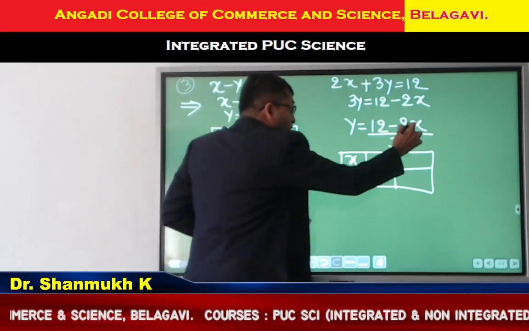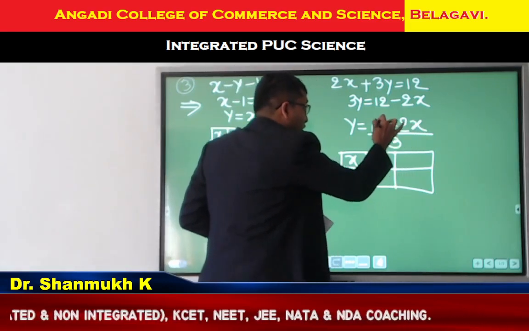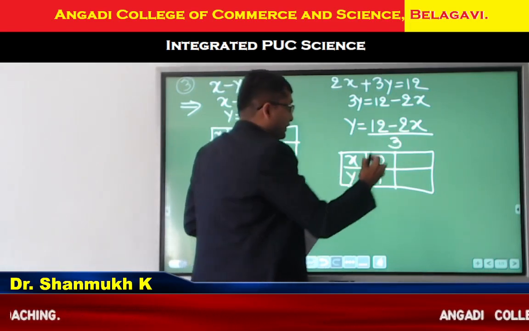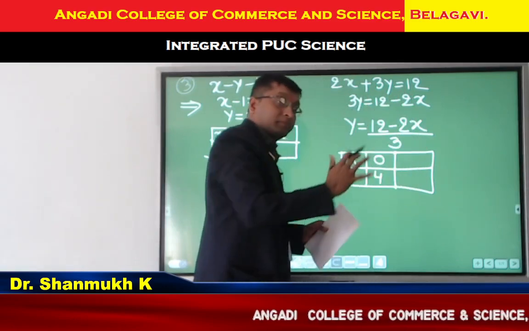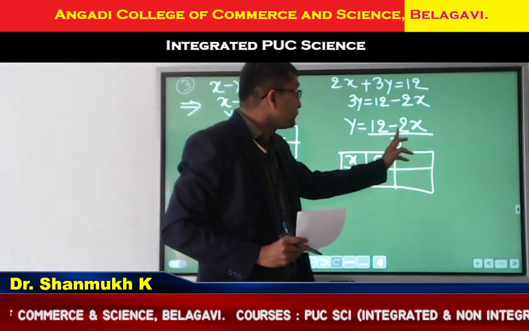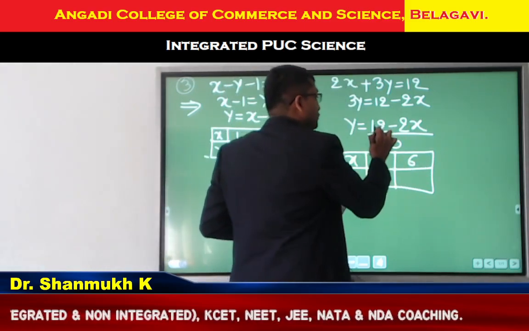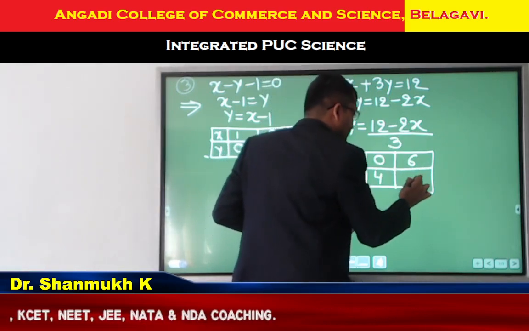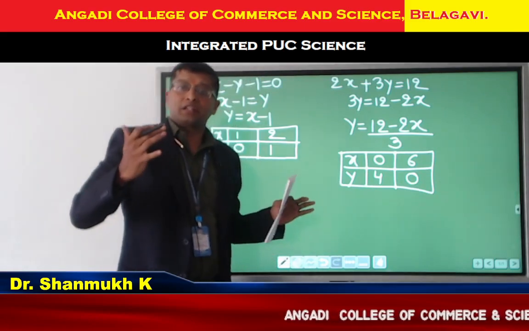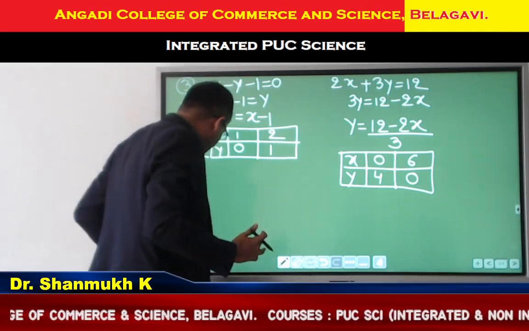So I am taking the first value as 0. 2 into 0 is 0, 12 minus 0 is 12, and 12 divided by 3 gives us 4. Next, 2 into what number will become 12? 2 sixes are 12, so I am taking 6 here. 12 minus 12 is 0, and 0 by 3 gives 0. Like that, take values in such a way that we can easily represent them on the graph.